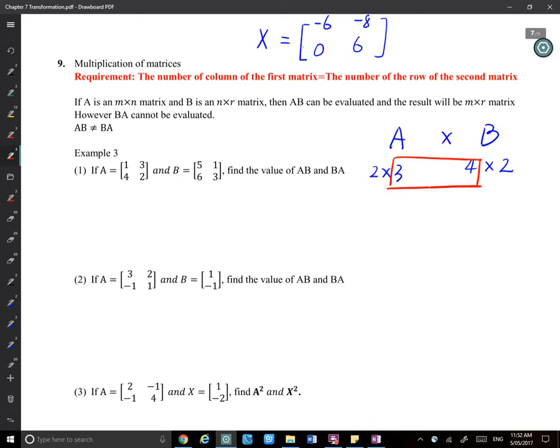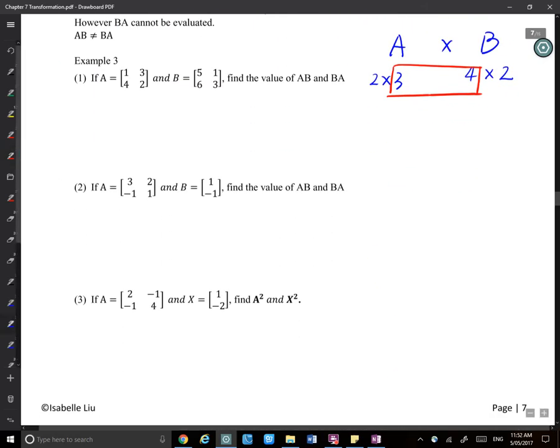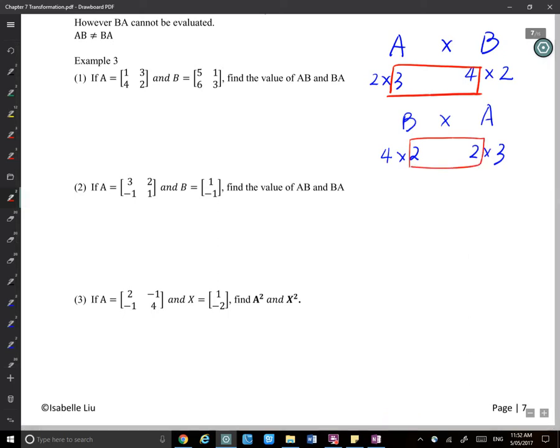Okay, then you write A in the front, you write B in the second, A times B. A is a 2 times 3 matrix, the number of columns is 3. B is a 4 times 2 matrix, the number of rows is 4 for B. 3 is not equal to 4. They cannot be times together, so it's undefined for those two matrices. But let's have a think about B times A. B is a 4 times 2, A is a 2 times 3 matrix. What you can see is 2 and 2, they are the same. Therefore, you can have a value, you can times them together.